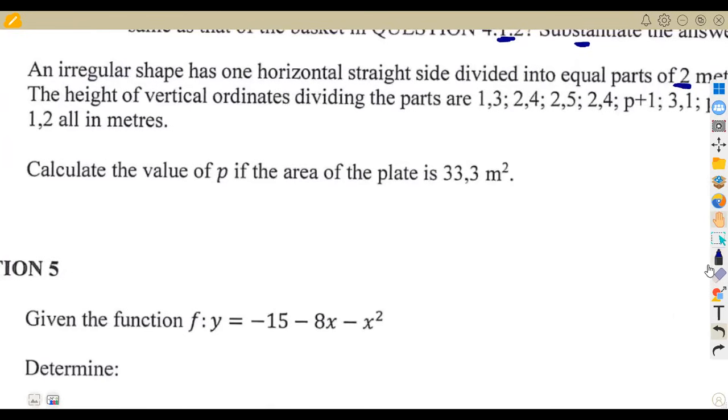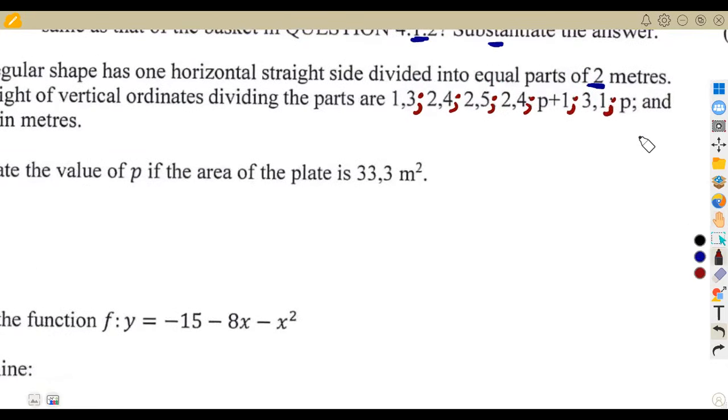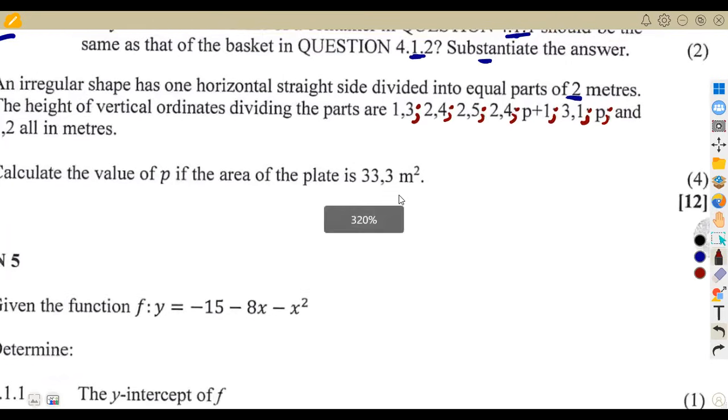Take note, there's a difference between a comma, like 1,3, this one, and the semicolon, this one. This one is for separation of your values. Then this one is a comma. So it's 1,3; 2,4; 2,5. Take note of how you are given this.